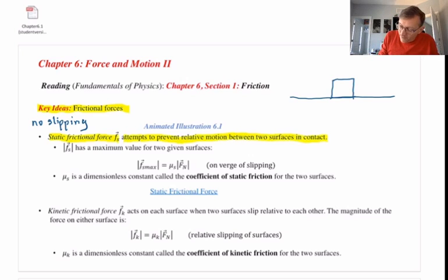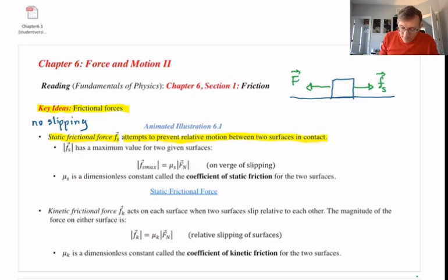So the way that happened in our animation is if I have an applied force, capital F, say in one direction, and there's no slipping between the block and the surface, then there is a static frictional force that exactly balances that applied force to keep the two surfaces from slipping relative to each other. Okay?